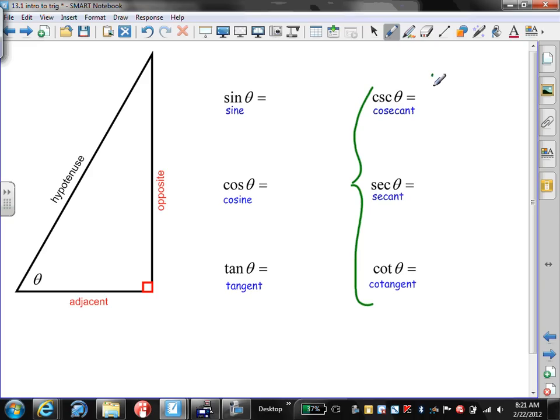So let me write that in, 1 over sine. And what we have here is cosecant. Next one is secant, which is 1 over cosine, and a theta. You'll see me a lot of times, I'll do shorthand and I'll forget to put the theta here.